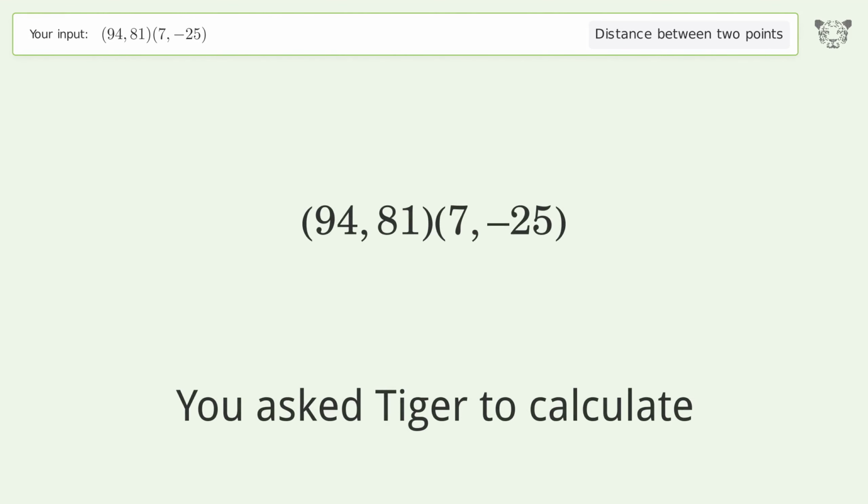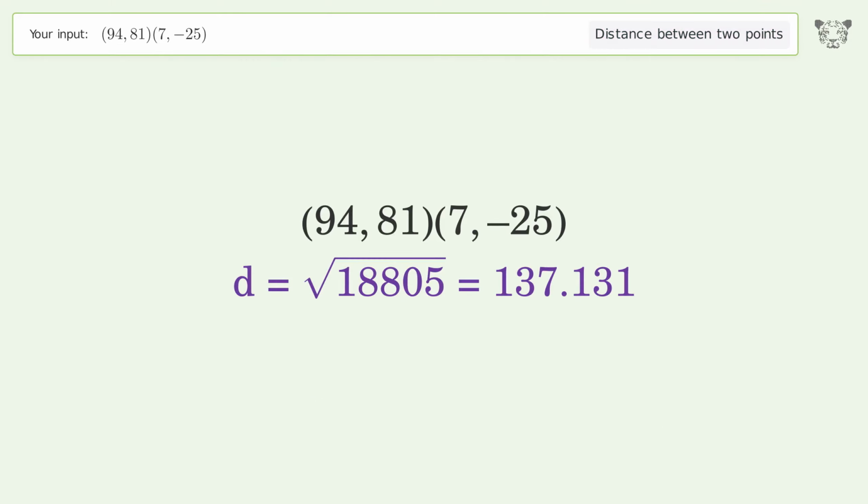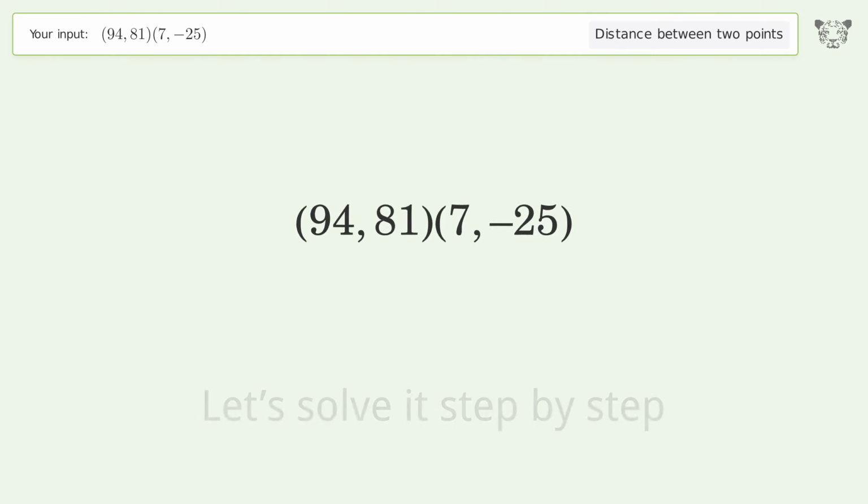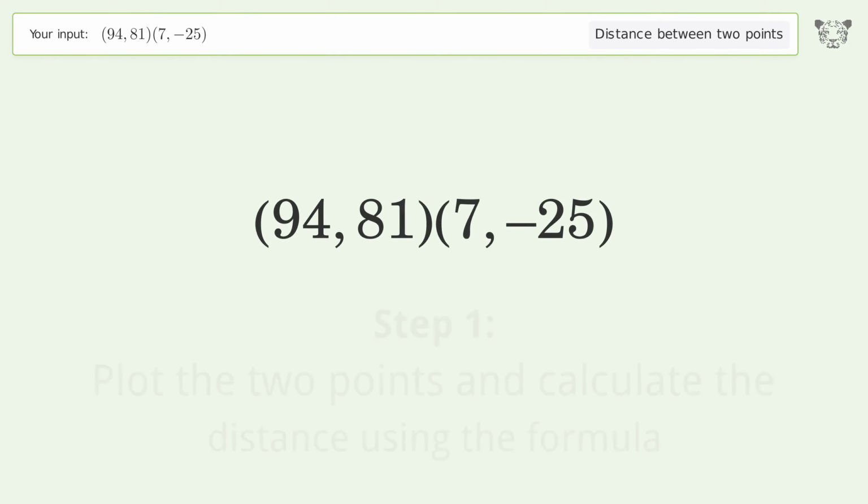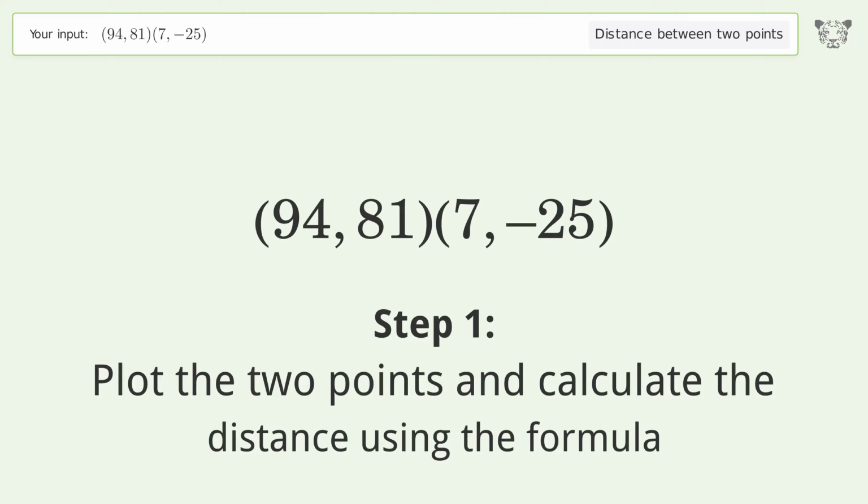You ask Tiger to calculate. This deals with the distance between 2 points. The distance between the 2 points is the square root of 18,805 or 137.131. Let's solve it step by step. Plot the 2 points and calculate the distance using the formula.